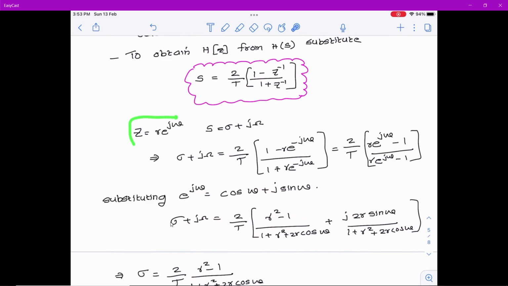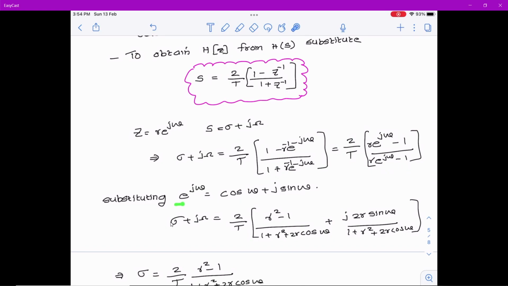Let z be represented as r into e raised to j omega. Now s is sigma plus j omega. So sigma plus j omega is equal to, you substitute z equal to r e raised to j omega. So this will become 2 by t, 1 minus r inverse, or r e raised to j omega whole inverse, by 1 plus r e raised to j omega whole inverse. So which will become this.